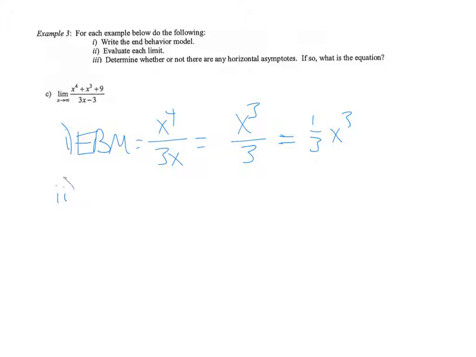For our second step, evaluate the limit. So what's the limit as x approaches infinity of this end behavior model? So 1/3 x cubed. Well, if I plug in really big numbers there, it's just going to keep getting bigger. So that limit goes to infinity. So that means there is no horizontal asymptote.